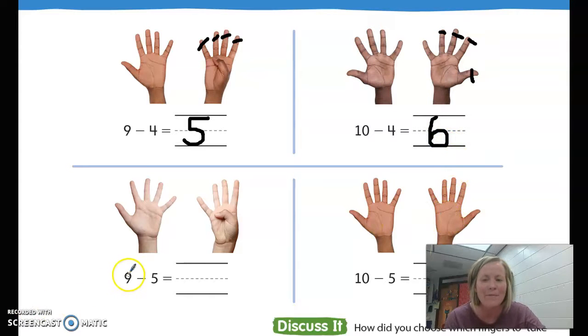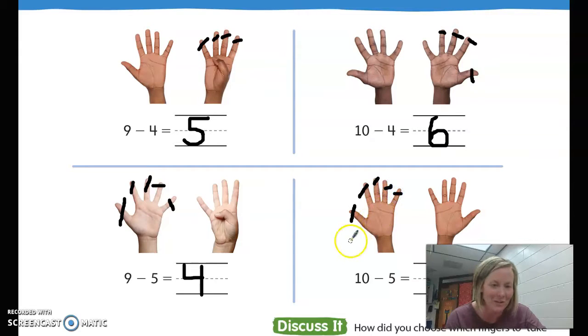Nice job. Now we have 9 take away 5. I'm going to cross out 5. How many are left? You knew 9 take away 5 is 4. So now we have 10 take away 5. So if I take away 5, I bet some of you use mental math for this one. You're right, there are 5 left. 10 take away 5 equals 5. Awesome job, boys and girls.